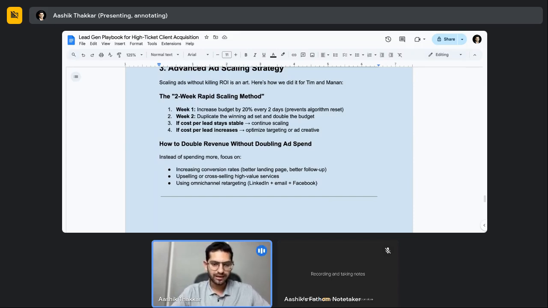Using omni-channel retargeting, which is LinkedIn plus email plus Facebook. Now, for sure, this is going to work amazingly well for you, but also you are going to need some great sales assets to pull this off. If you just simply think that you don't have case studies, you don't have certain things to show, you don't have social proof, you don't have branding, you don't have authority, you don't have a personal brand, no one knows about you or your company, it won't work, right? You'll just be draining money off your bank account, which is what I wouldn't recommend you do.